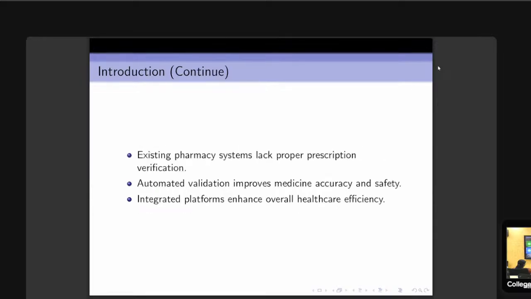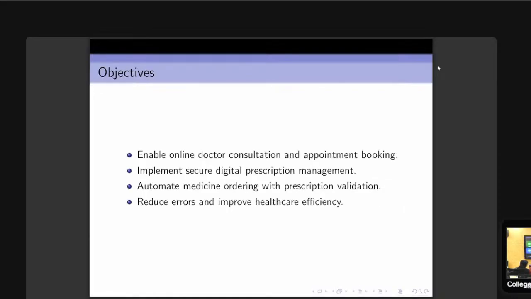When focusing on these platforms, many of them lack proper prescription handling mechanisms. Manual prescription reports and verification can lead to errors, misuse, and incorrect medicine delivery. To address these issues, this work focuses on secure digital prescription generation and an integrated healthcare platform.